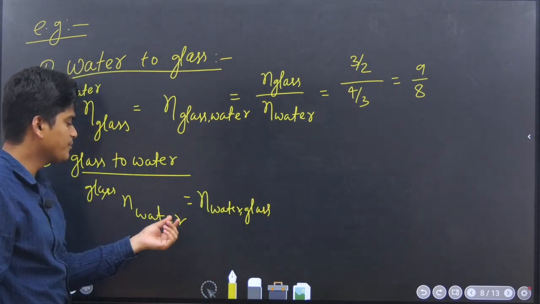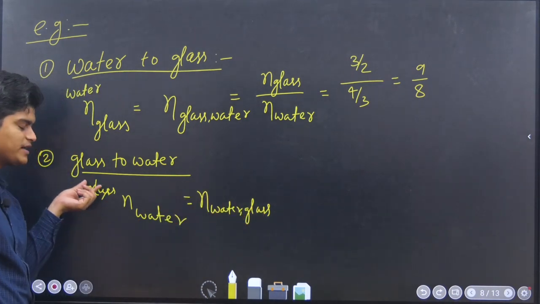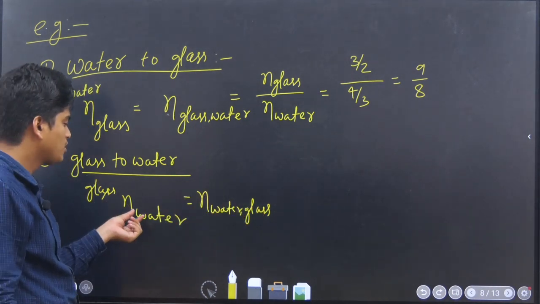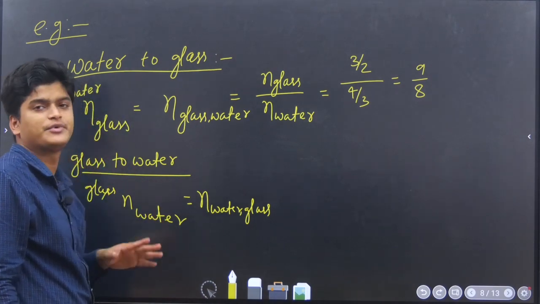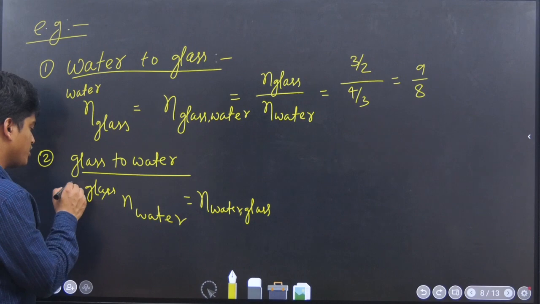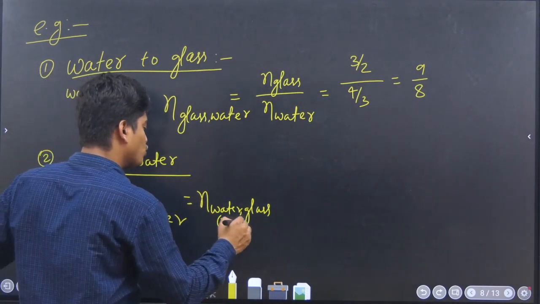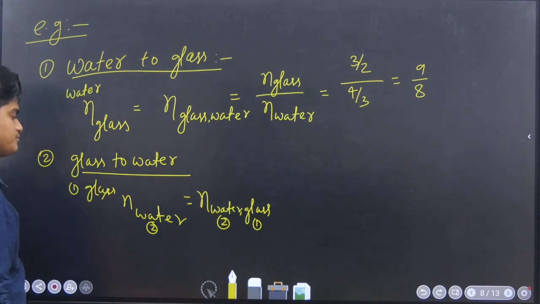Okay. Now always remember, this is the second medium, this is the first medium. First medium means from where it is coming, that is the first medium. Where it is going, that is the second medium. So that one you must remember. This is medium 1, this is medium 2. That's why you write it as 2, 1, like that for the medium.